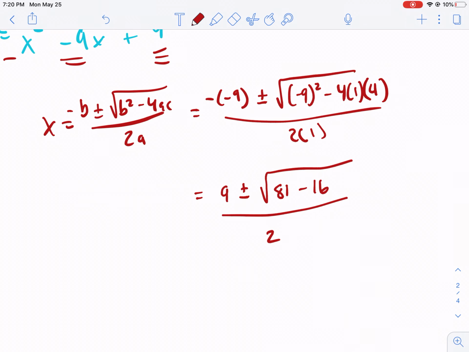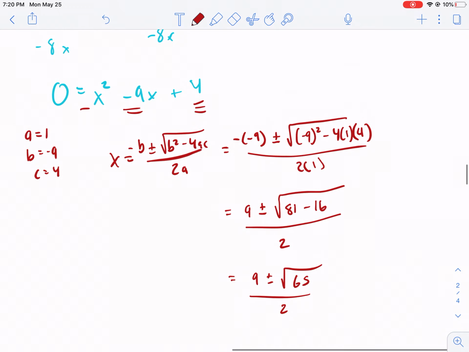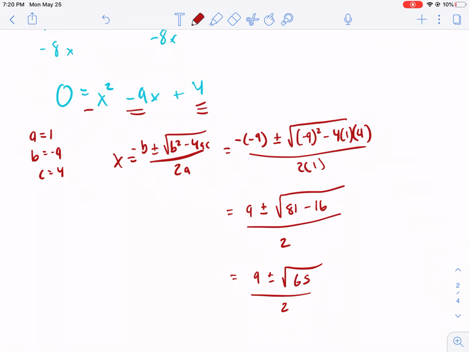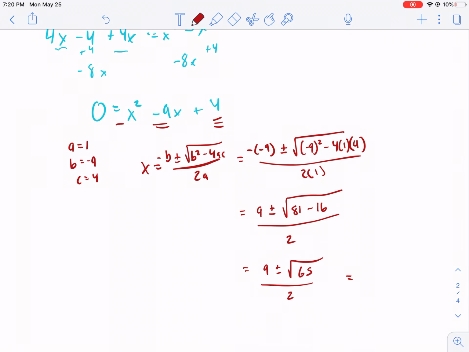81 minus 16, that should give us what? 65. So we have 9 plus or minus the square root of 65 over 2. Now, if you want to leave it in radical form, that's pretty much good. You're good to go there. I suppose we could write that out as a decimal.